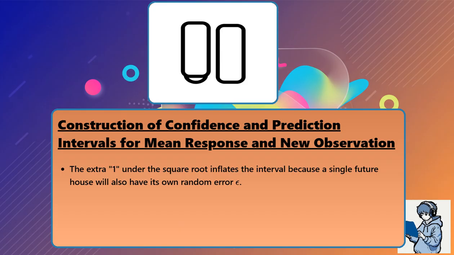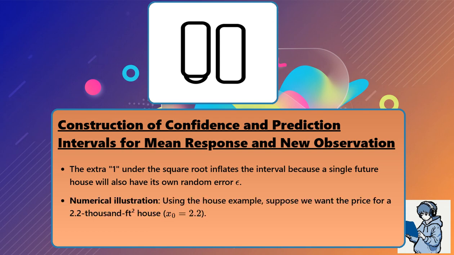Numerical illustration: using the house example, suppose we want the price for a 2.2 thousand square foot house, x0 equals 2.2. Compute y hat 0 equals 0.24 plus 1.72 times 2.2, which equals 3.99.